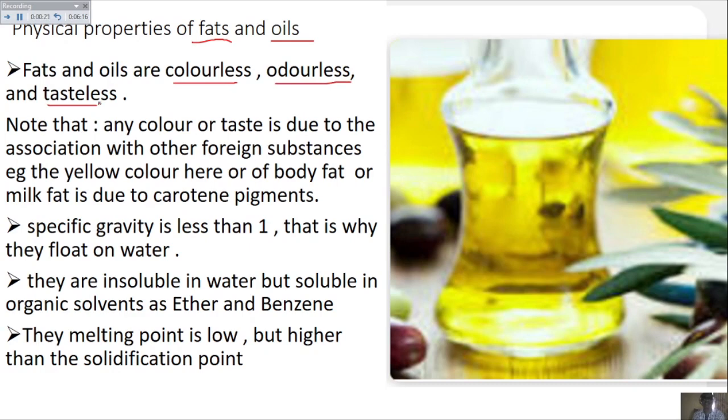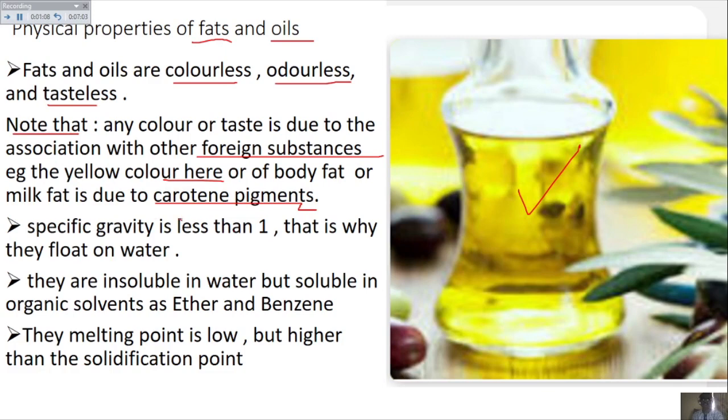You are going to ask me that most of the oils that we see around, they are not colourless. Why are they not colourless? You need to note that any colour or taste is due to the association with other foreign substances, e.g. the yellow colour of hair or body fat or milk fat is due to carotene pigment that is present. Therefore, this particular vegetable oil you are seeing with a yellow colour is as a result of carotene pigment that is present in it, not because it is an oil. Because if it is an oil, it should be colourless.